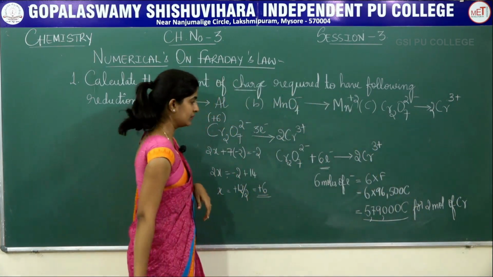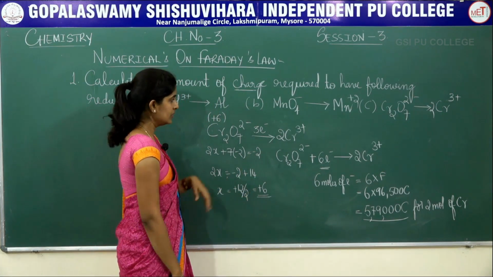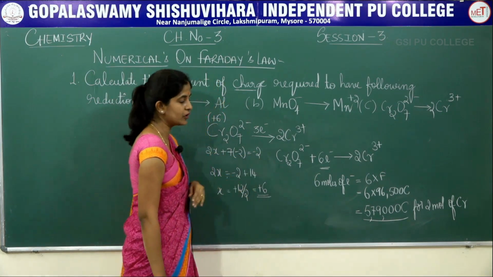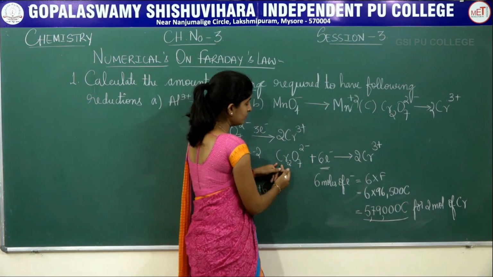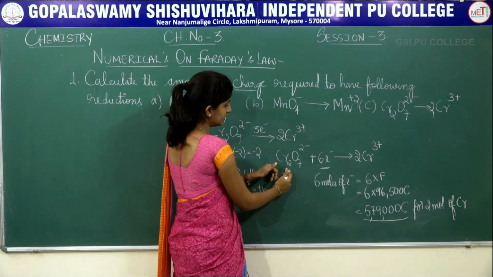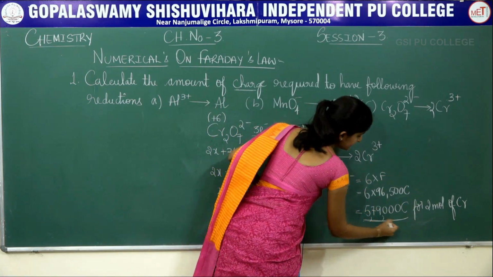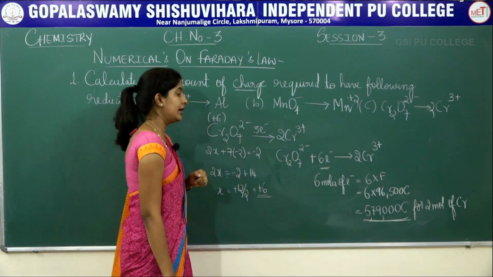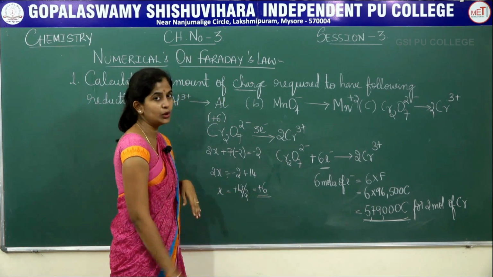If it is for 1 mole, divide by 2 and you get your answer for 1 mole. Since the equation is balanced for 2 moles, I have calculated it for 2 moles. So 2 moles of chromium, 6 plus, requires 6 moles of electrons to get reduced into 3 plus. As a result, this is the amount of charge required for reducing 2 moles of chromium. If the question is for 1 mole, divide it by 2.